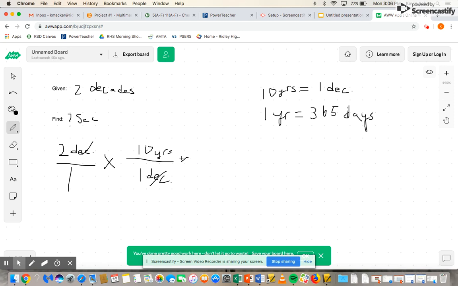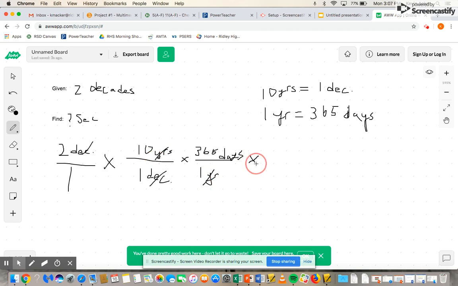And again, we're going to set up this factor so that years is on the bottom so that we can cancel out. So 1 year is going to go on the bottom here. And the 365 days will go on top. So there we go. Again, don't let plurals mess you up. Remember, day and days, still the same unit, just plural of day is days. So years now will cancel out, and we're left in days.